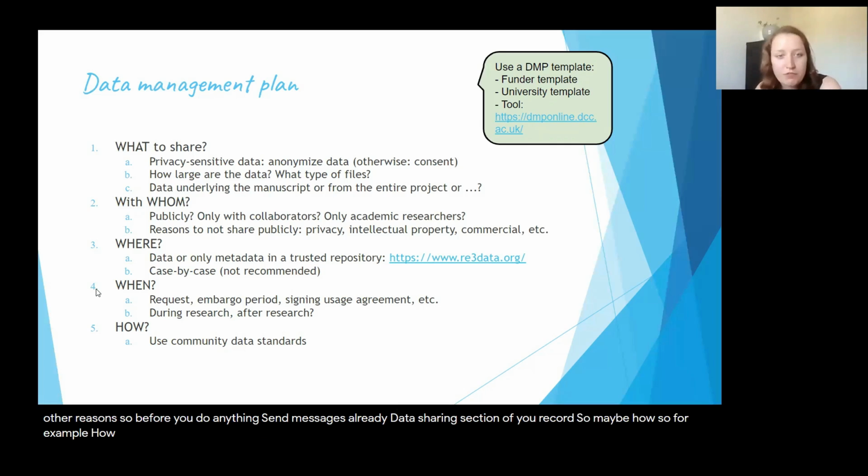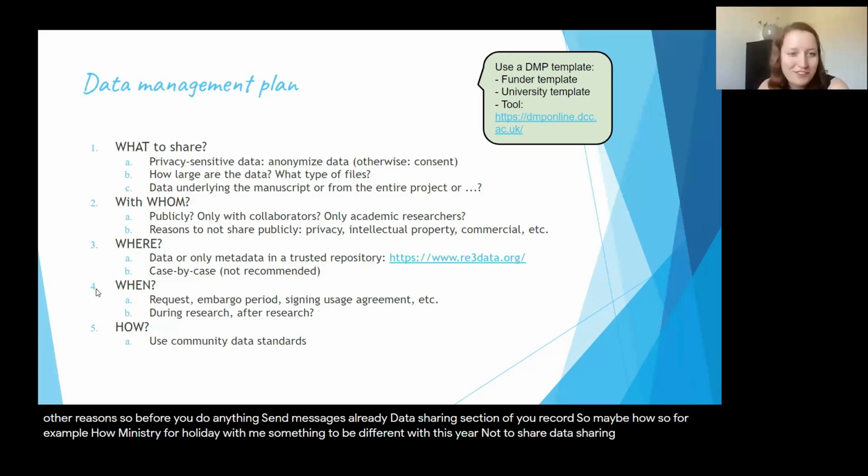How large are the data? What type of files do you have? What data do you want to share? Do you want to share raw data, processed data, data underlying a manuscript, or from an entire project, which may sometimes be different? With whom do you want to share? For example, in public, but you can also only share with collaborators or with academic researchers, or not at all. And there are good, valid reasons to not share raw data. For example, privacy, intellectual property rights, and commercial interests. And those are all valid reasons not to share data. But that shouldn't hold you back from sharing whatever you can, of course.